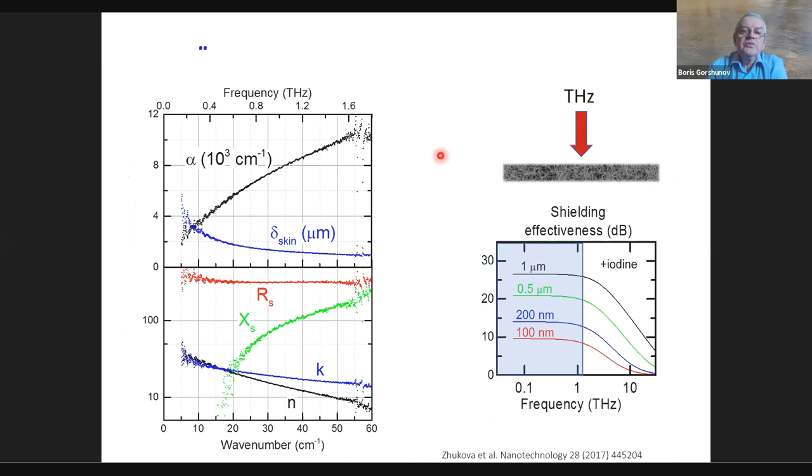One can obtain, of course, as shown here, some technical characteristics like the absorption coefficient or effective skin depth, surface resistance and reactance, and real and imaginary parts of the refractive index, or the shielding effectiveness, as shown here. So these films can be used as effective shields for radiation of up to 1 terahertz.